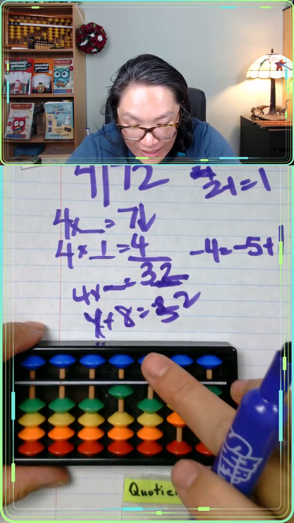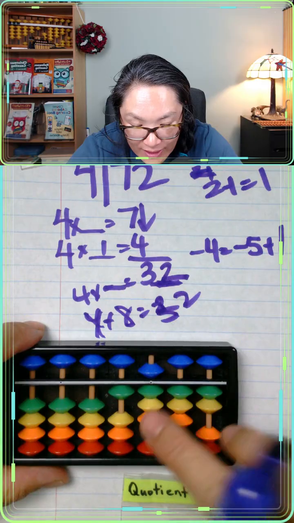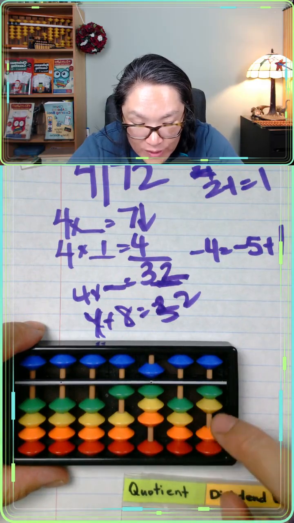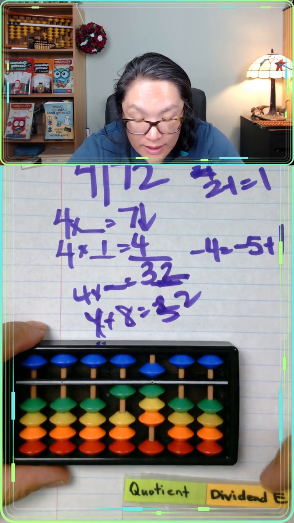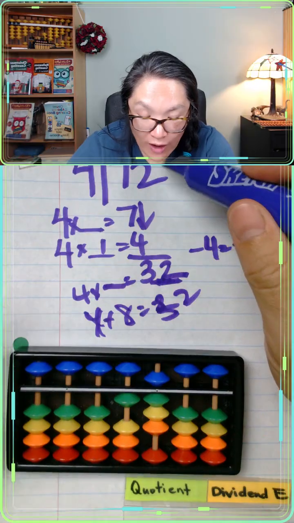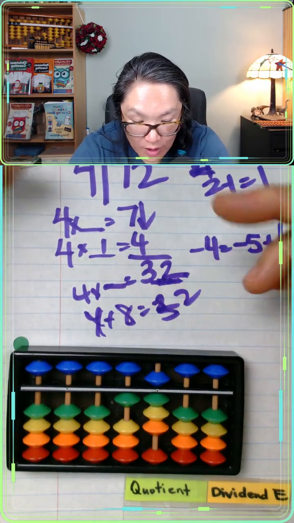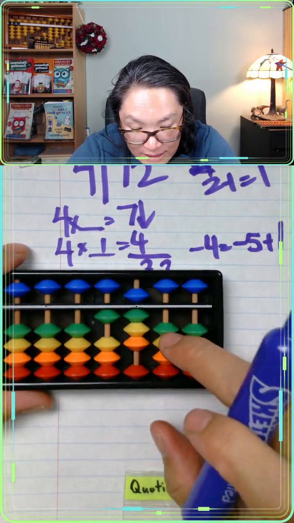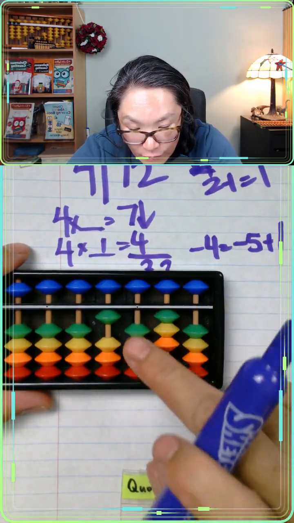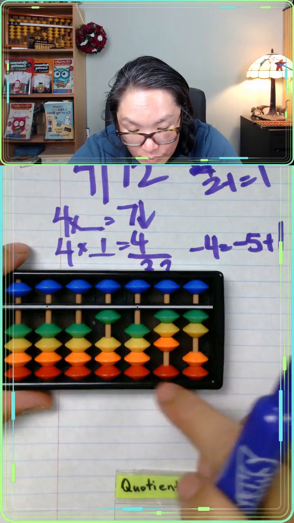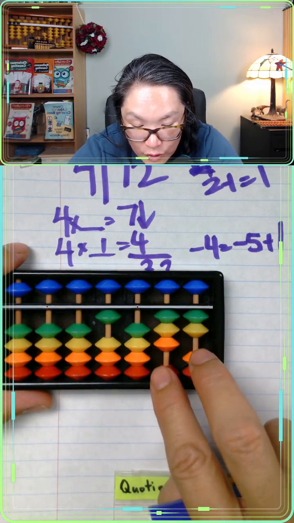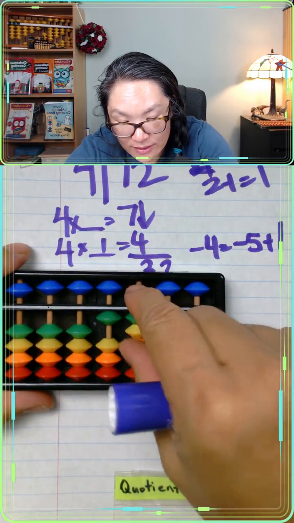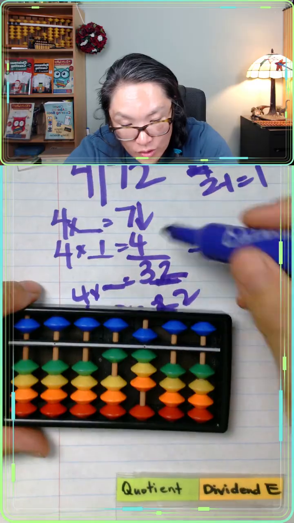But we add the 8 on the abacus. We have 5, 6, 7, 8. We take away 30. We take away 2. So in mainstream, you have to bring it down because you're on paper. But on the abacus, you just see it. So remember, we said 4 times what is equal to 3? That doesn't work. It should be 4 times what is equal to 32. Add the 8, take away the 3.